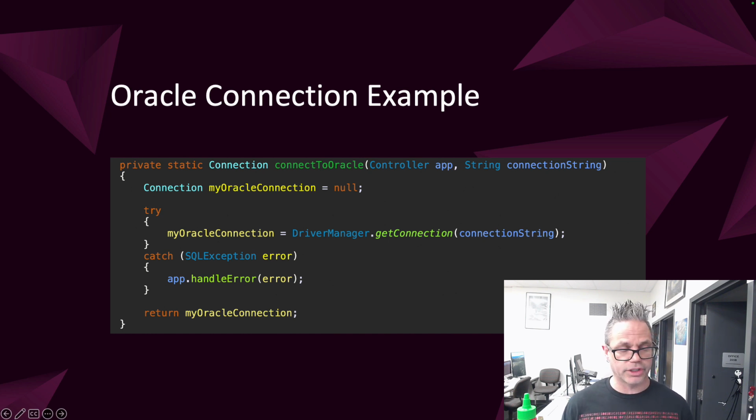In this case, my Oracle connection is assigned to DriverManager.getConnection, that factory method we were just talking about, and then the connection string. If that gives us a problem, we throw the SQLException, and I process that with my handleError method. But if it doesn't throw any exceptions, then I've got my connection made, and I can return that connection. I can use that in my other more publicly available methods of my data connection project.